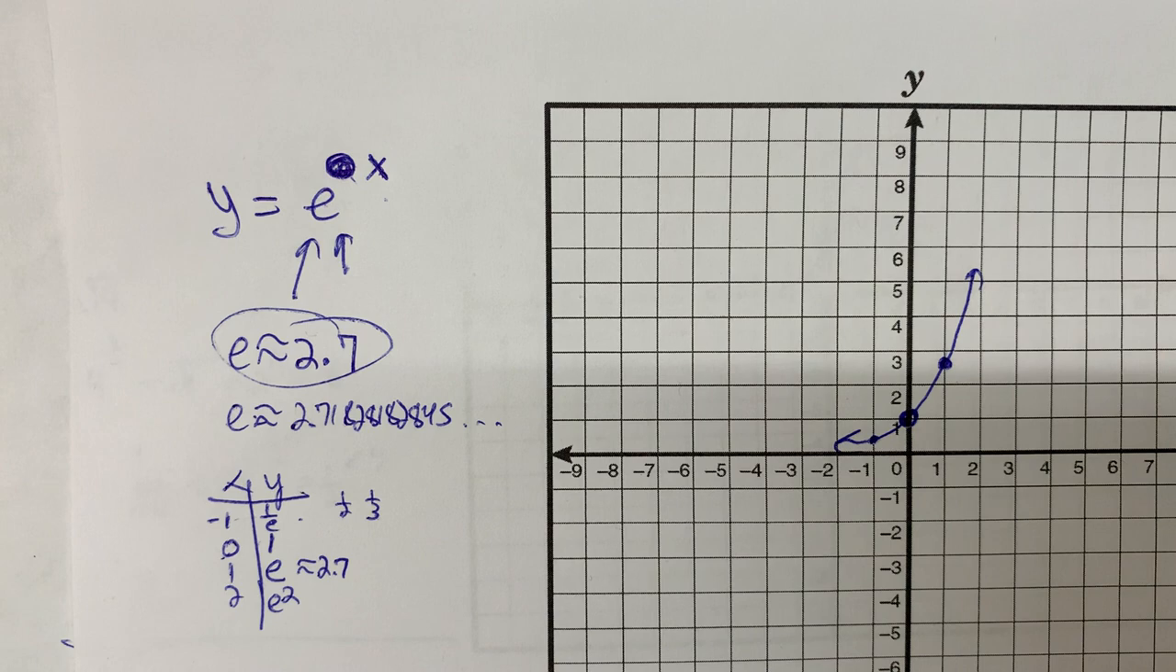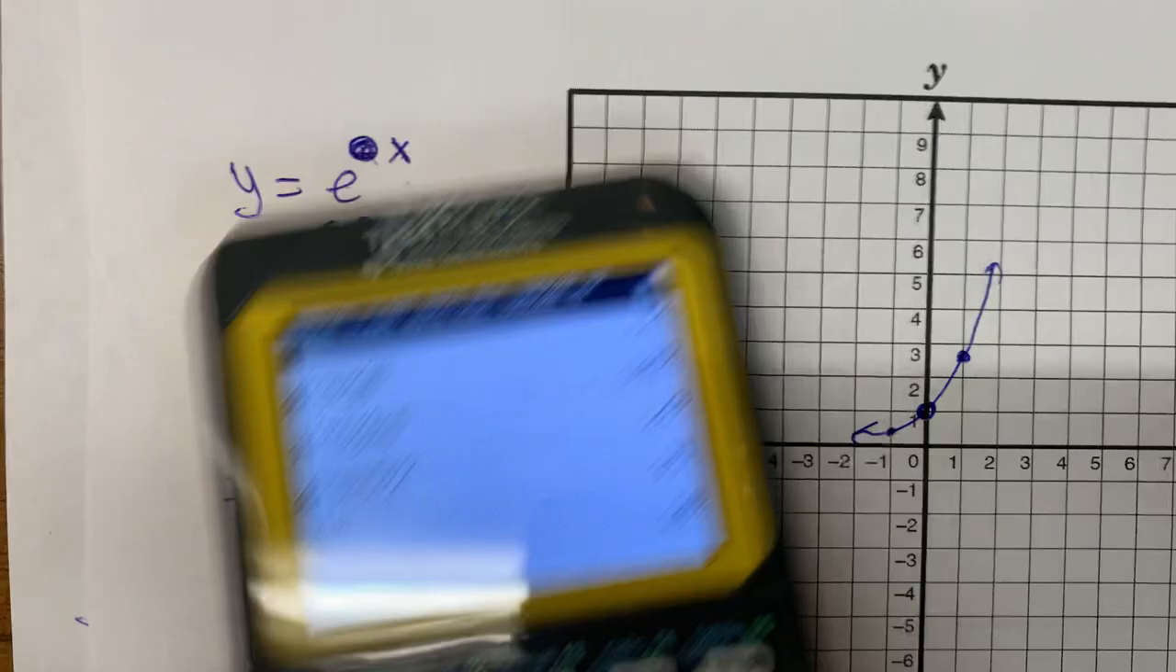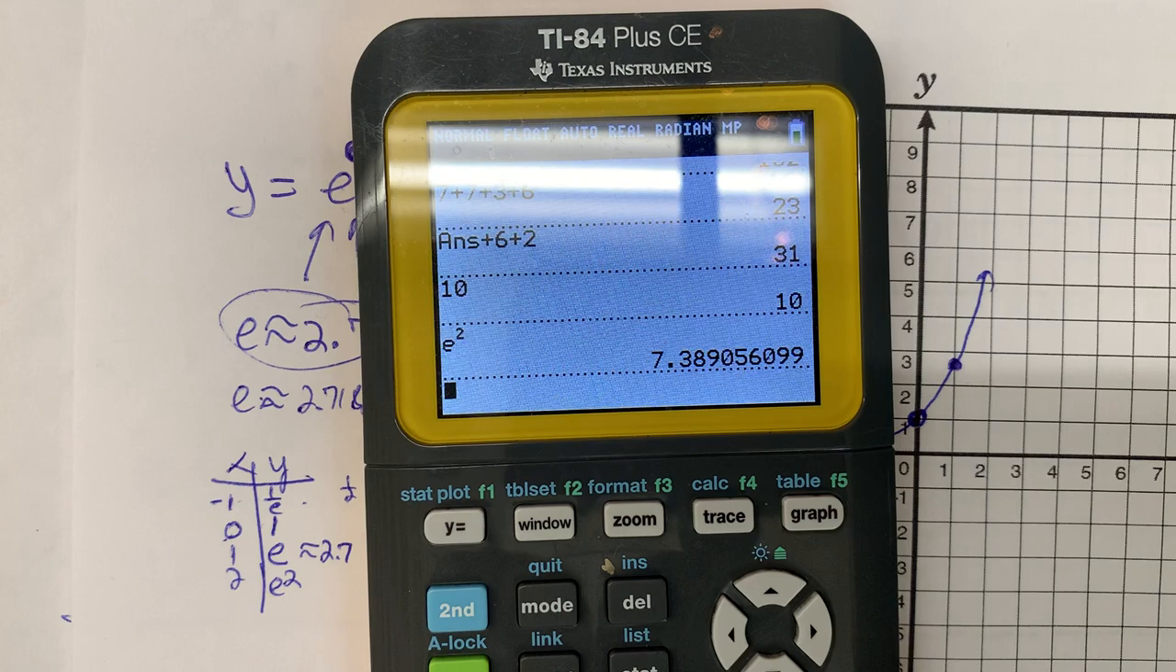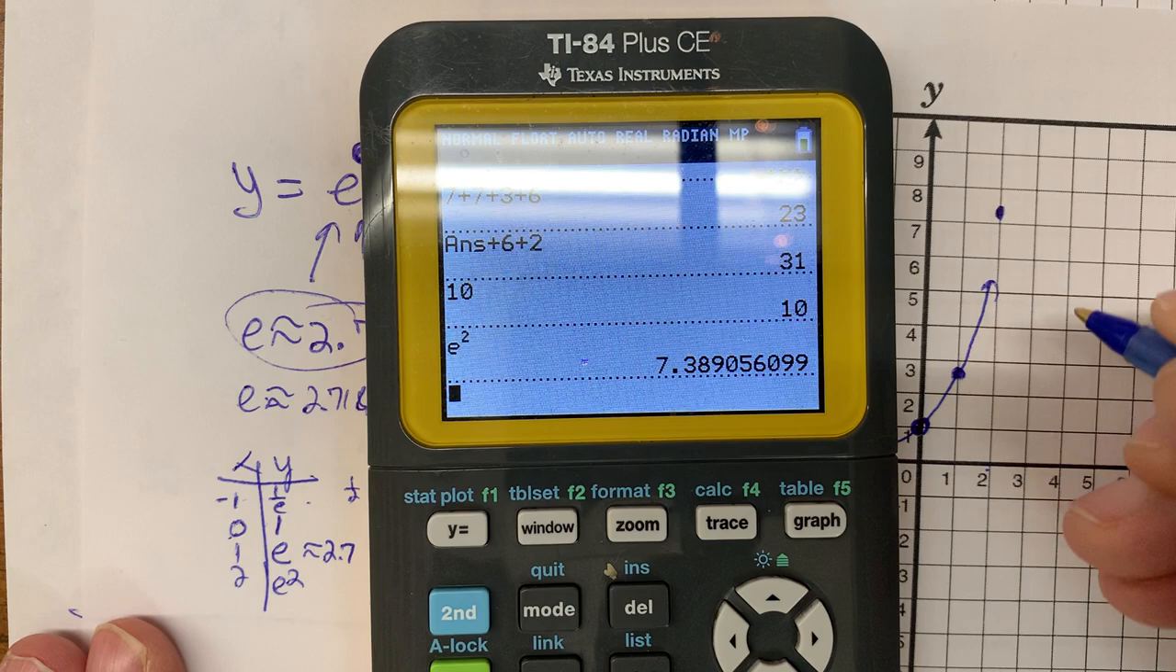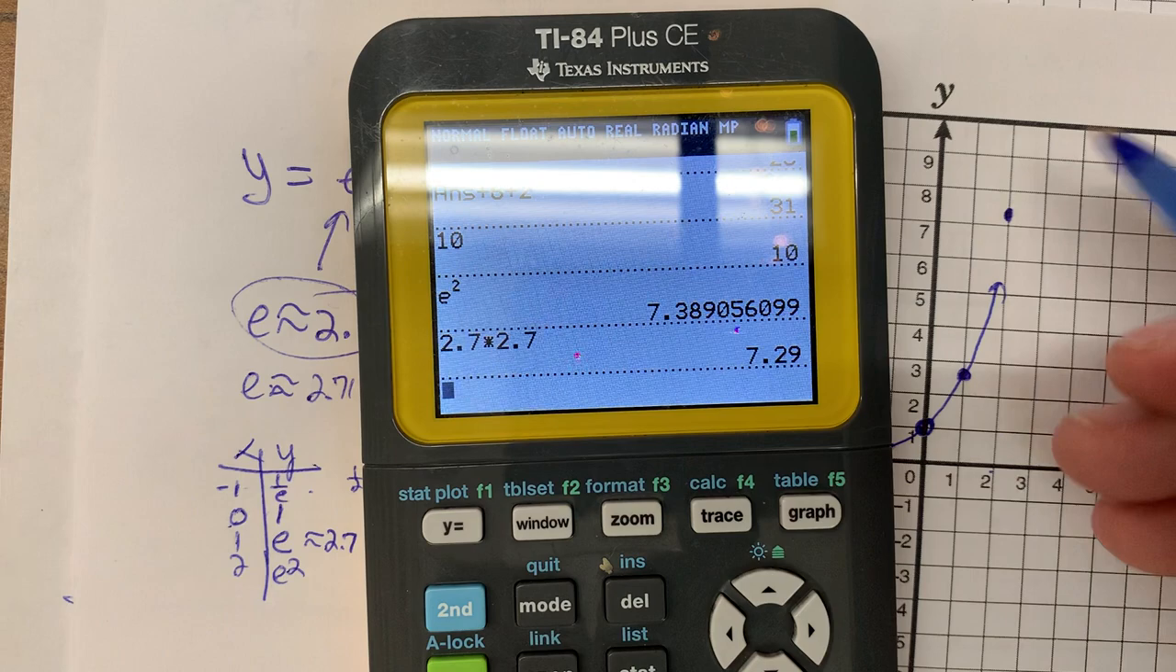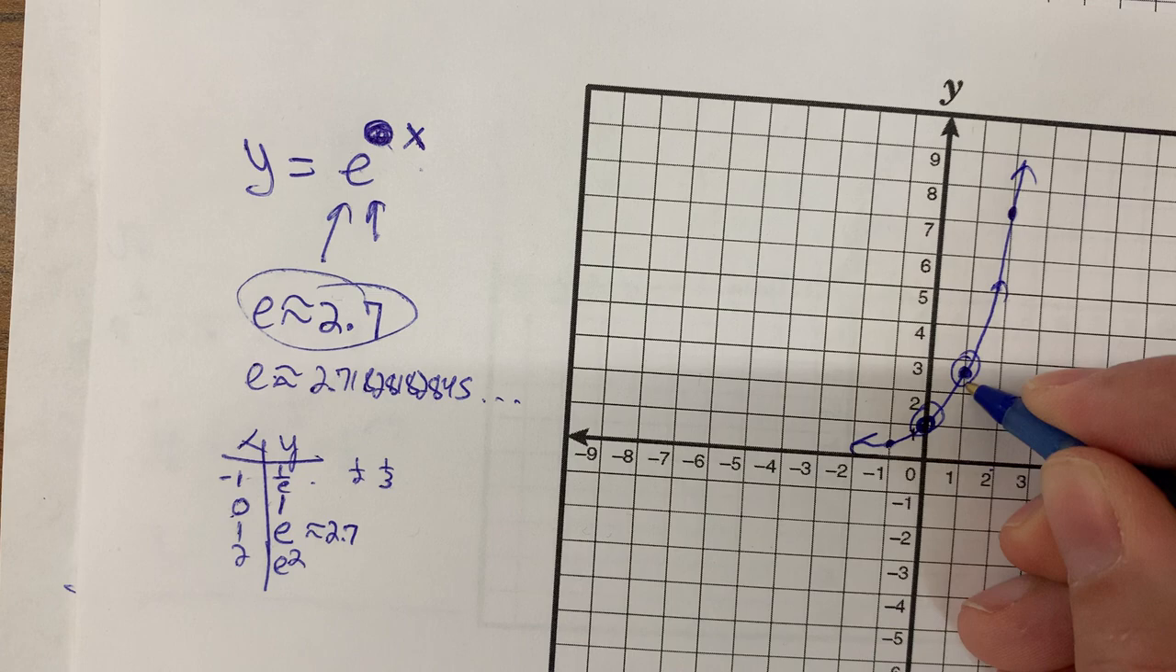Now, we could get more points. We could say e squared is 7.3. So when x is 2, y will be 7.38, which is about 2.7 times 2.7, right? It's about 7.3. But you don't need to be able to calculate that on your own. You only need to be able to do these points right here. So if you know 0, 1, and 1 is 2.7, that's good enough.